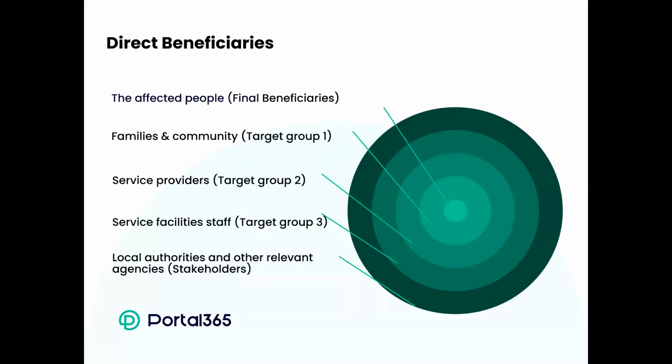We will start with the direct beneficiaries. We always use this figure since the first day of this program. This diagram is our friend. We really need to use it every time to show the links between the different parts of the strategy, the situation analysis, and the problem analysis. And now we are talking about the direct beneficiaries depending on the same figure.